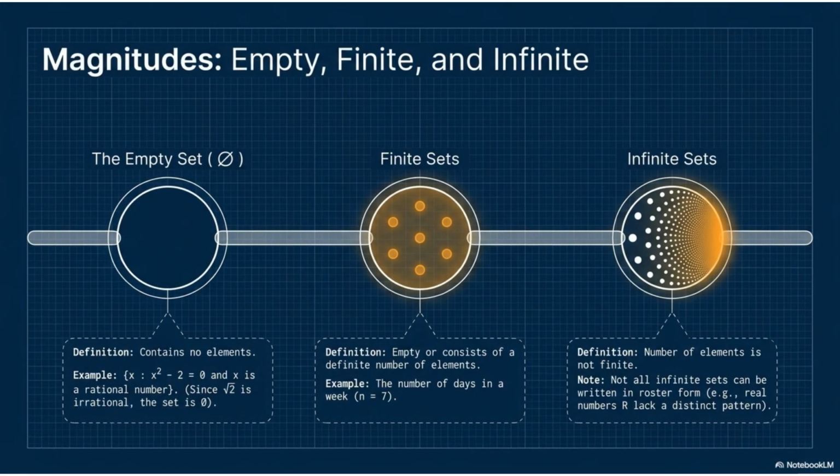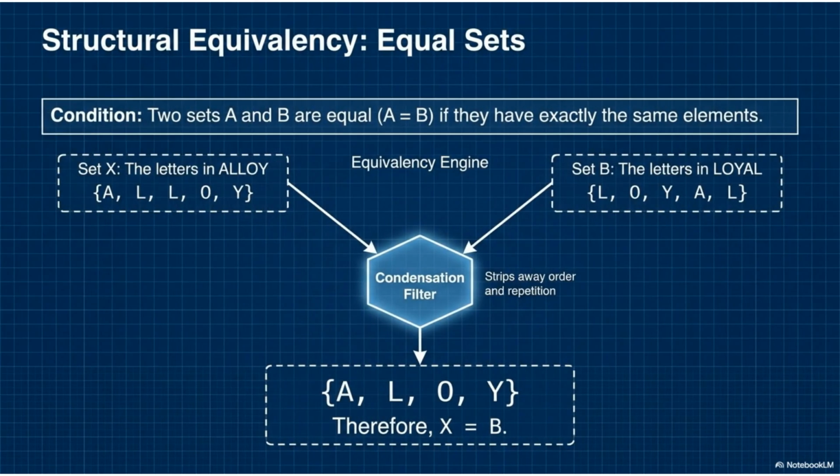Sets vary in magnitude. There is the empty set, which contains no elements; finite sets, which have a definite number of members; and infinite sets, where the number of elements is not finite. Two sets are considered equal if they contain exactly the same elements. By stripping away concerns for order or repetition, we can determine the structural equivalency of different set representations.